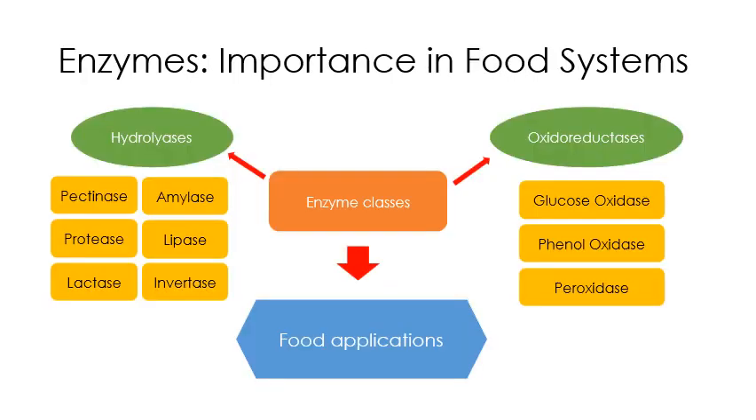In food systems, however, I'm just going to further elaborate on two of the enzymes that are known to play an important role in food systems. One is hydrolases and the other one is oxidoreductases.